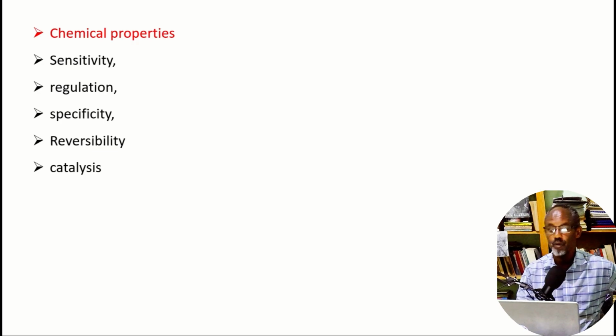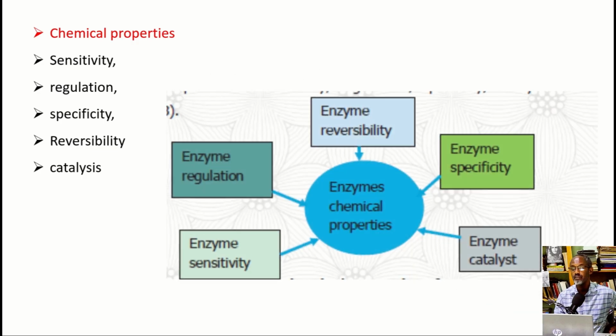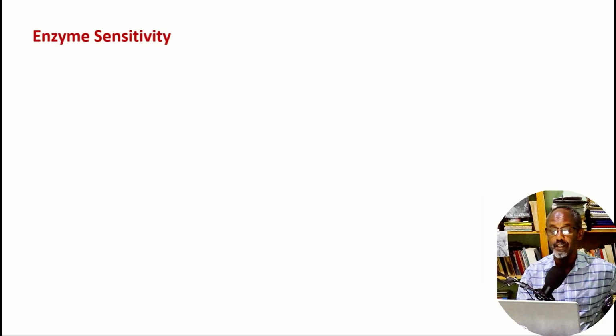I'm elaborating on some points and I'm presenting some points as they are as far as the book is concerned. Of course, now this is a graph that shows the chemical properties. I took it from your textbook: enzyme reversibility, enzyme specificity, enzyme catalyst, enzyme regulation, enzyme sensitivity. Let's talk. Enzyme sensitivity first.